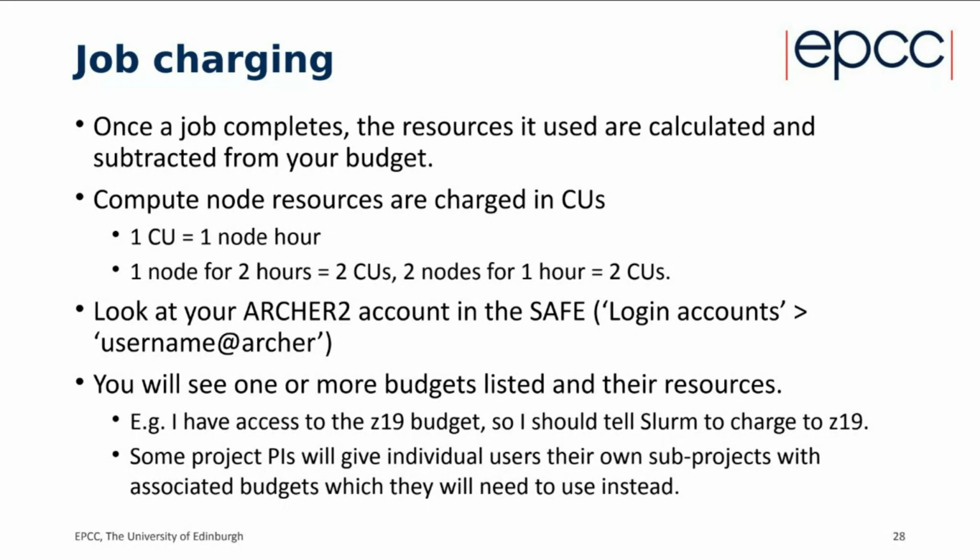To see what resources you actually have, you can again go to your page in SAFE for your account, and there you'll see one or possibly more budgets listed and their resources in CUs. And you can always come back to this page and see what's actually available to you. Those budgets will have names. So I'm on the Z19 project. That means I've got access to the Z19 budget, which means I should tell Slurm to charge Z19. Some people will have extra budgets available if they're on sub-projects, say. They'll all be listed on that same page. Every budget that you have access to will be listed.